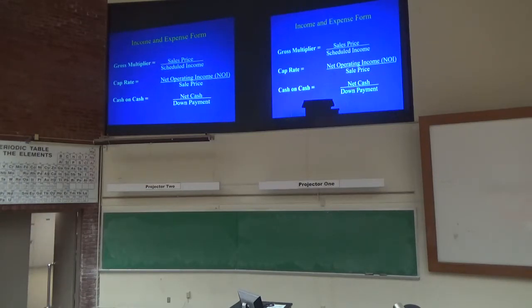So there's some other ways of doing it. Sales price to scheduled income, gross multipliers, I can do that. The cap rate approach: net operating income divided by the sales price, and net operating income divided by the cap rate gives me the sales price. If I know the net operating income of the property and I subtract out the mortgage payment, I get the net cash for the equity holder, divided by the down payment of the equity that I paid. It's going to be my cash return on equity for the property. This is all investment underwriting.